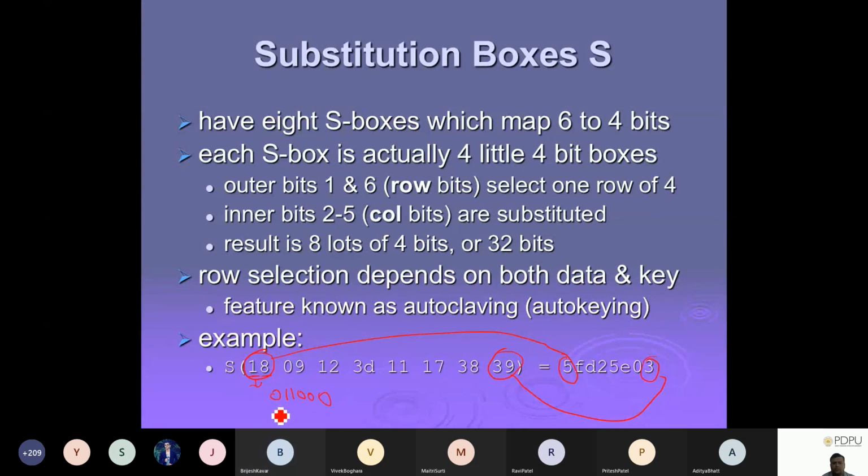So now we have a total of 6 bits. Now what are they telling? Take the first and the 6th bits, they will be the row bits. So our row will be 0, 0, right? That's what I'm writing here: the first bit and the 6th bit. What are the remaining? 1100.